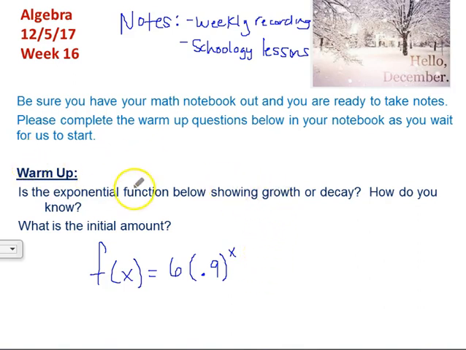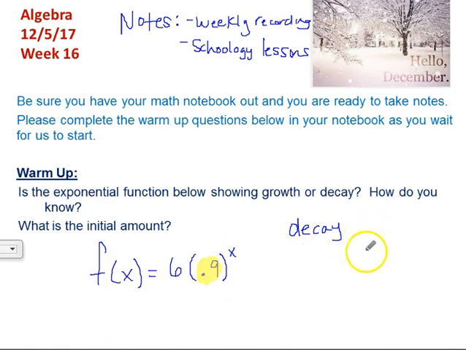All right, so how can we tell if something is showing exponential growth or decay? So we want to focus on the number that is attached to the x, our x exponent. So 0.9 is our base, x is our exponent. So this is the number that we want to focus on. And because this number is less than 1, we know that this exponential function is showing decay.